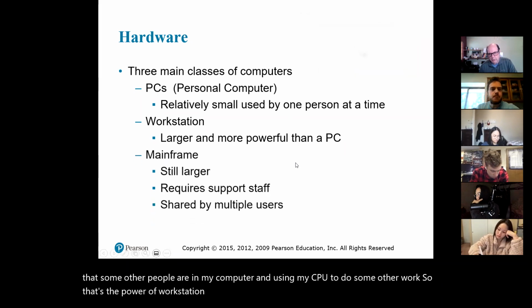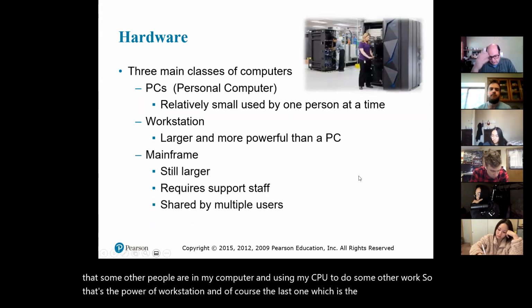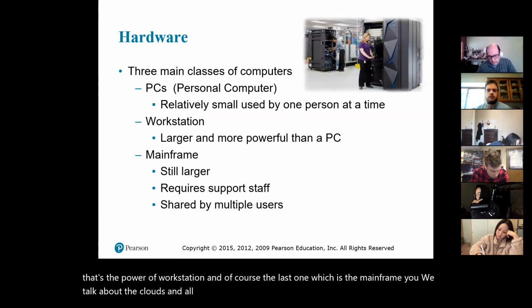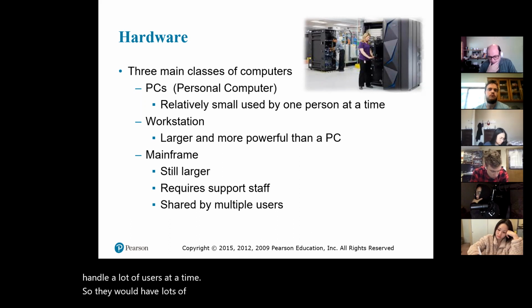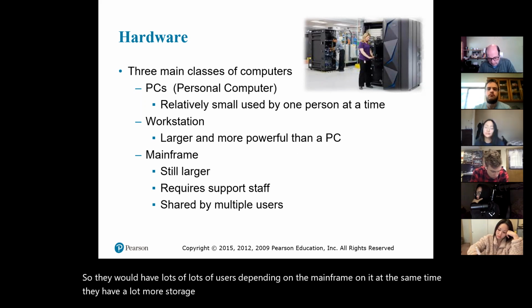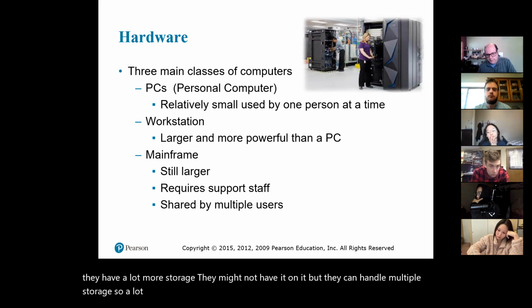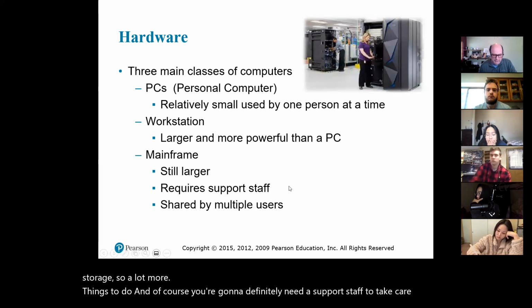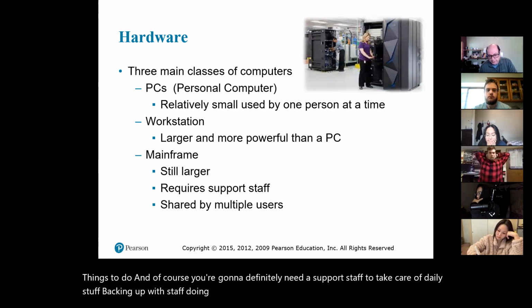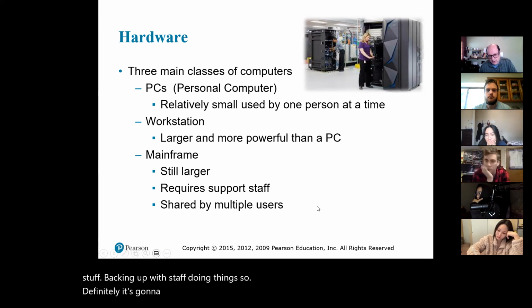And of course, the last one is the mainframe, where we talk about the clouds and all those kinds of things. They are much more powerful computers. They can handle a lot of users at a time, so lots of users depend on the mainframe at the same time. They have a lot more storage. They might not have it on the machine itself, but they can handle multiple storage. So there are a lot more things to do. And of course, you're definitely going to need support staff to take care of daily stuff, backing up stuff, doing things. So definitely it's going to be utilizing multiple users.